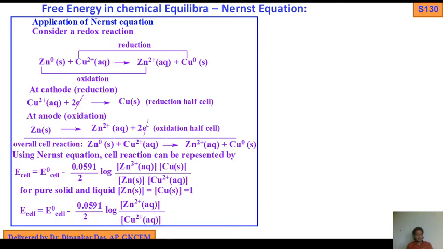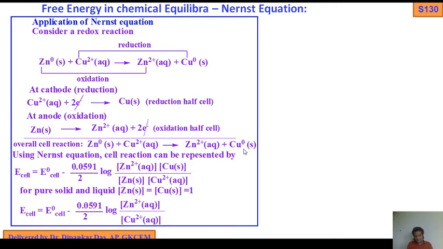After getting this type of reaction, suppose you are given any reaction, you should first identify the oxidation and reduction. Then you should find out the cathode and anode. Keep in mind, cathode means reduction half cell, anode means oxidation half cell. Then you write down the two half cell reactions and balance the charge. If the number of electrons involved is the same, there will be no problem. If they are odd, then you should multiply both sides. Then after multiplying, you write down the overall cell reaction.